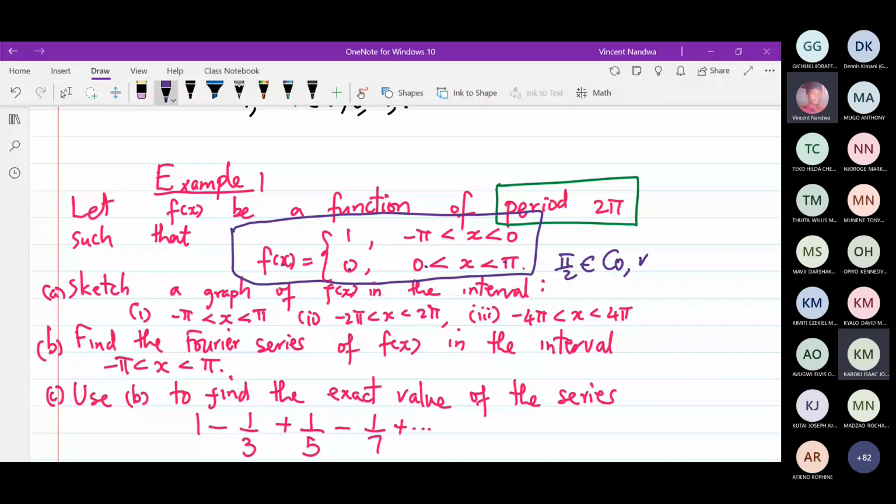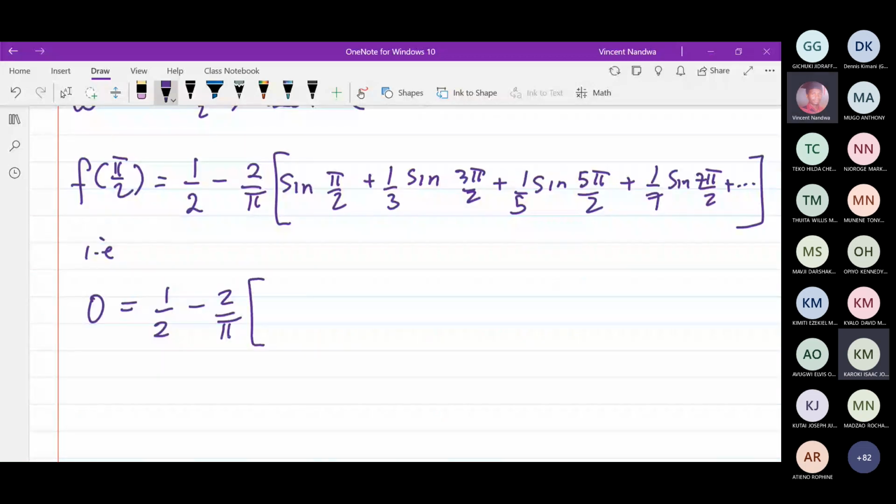So therefore, we'll have 0 equals a half minus 2 over pi. And from our analysis, we have found out that this will give us 1. This will give us minus a third. The next term will give us 1 over 5. The next term will be minus 1 over 7, plus other several terms of the same kind.